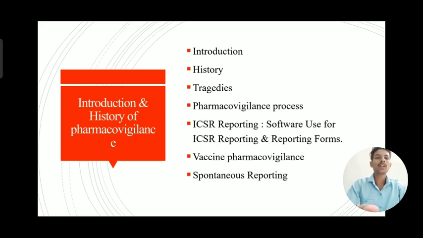Then next is the introduction and history of pharmacovigilance. First, the introduction. The WHO definition from 2002: the science and activities relating to the detection, assessment, understanding and prevention of adverse effects or any other drug-related problems.